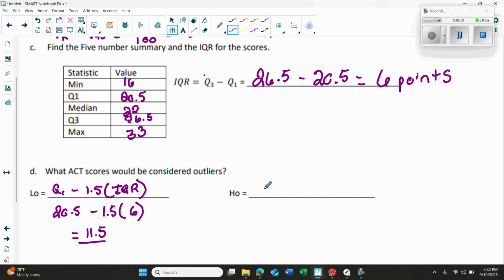For the high, we're going to do the same thing, but now we're going to do quartile 3 plus 1.5 times the IQR, which would be 26.5 plus 1.5 times 6, and that's going to give us a score of 35.5. So anything above a 35.5, which if you know anything about ACT scores, the only score possible above a 35.5 is a 36. So you would have to get a perfect on the ACT, which is doable. It's been done, but extremely hard.